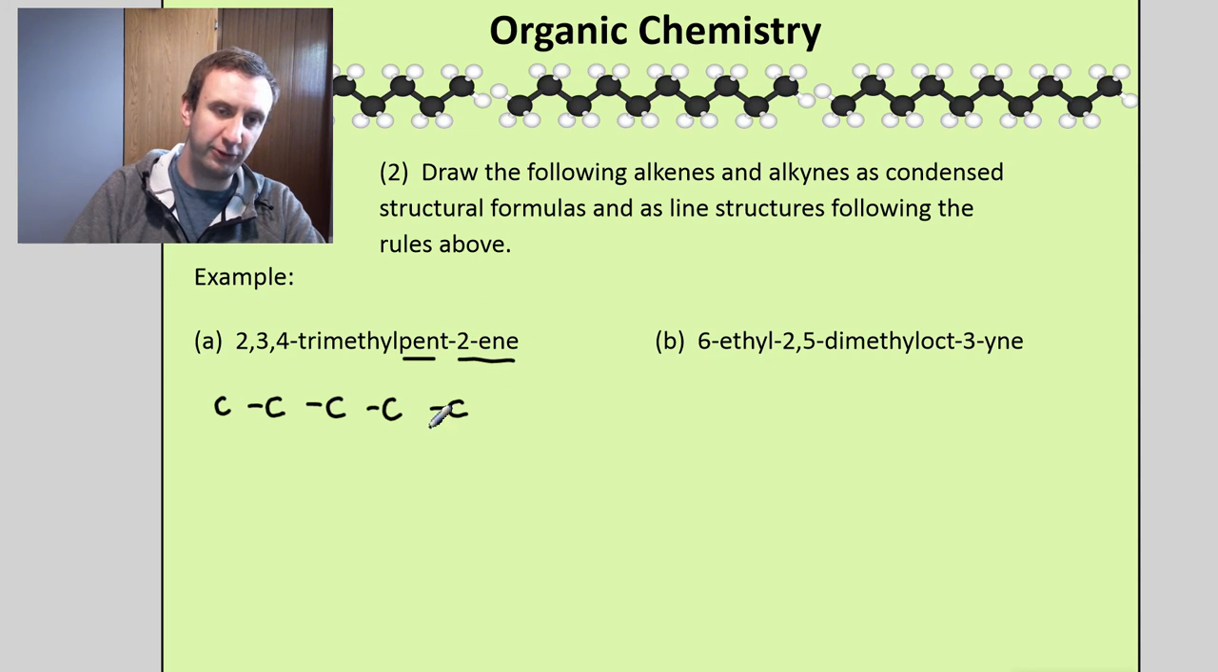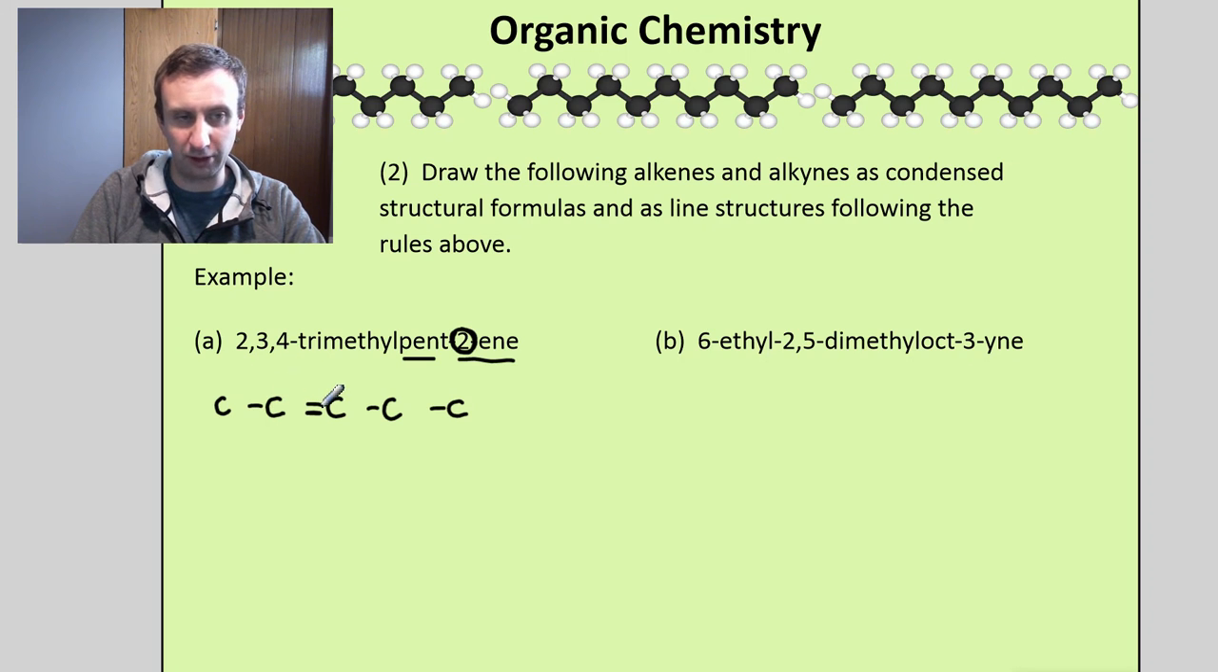Now let's deal with this 2-ene. So carbon 1, 2. My double bond is going to go between carbons 2 and 3, because again, this is the lowest number for the carbon that the double bond is on. So it's between carbon 2 and carbon 3.